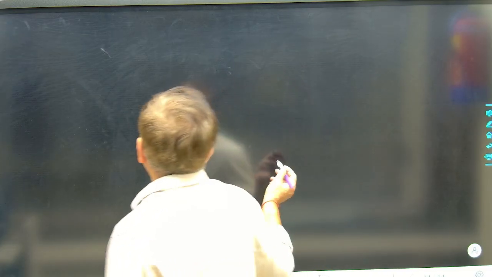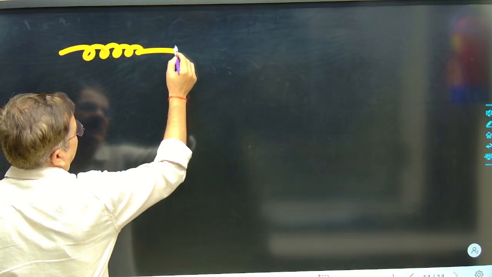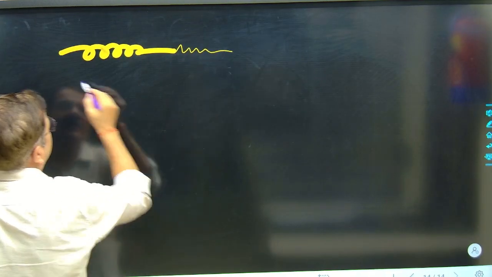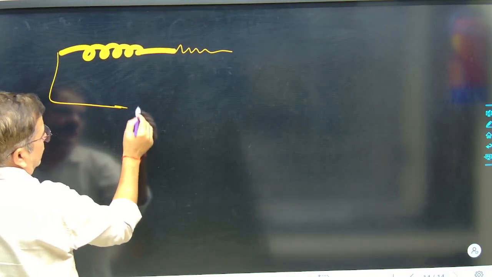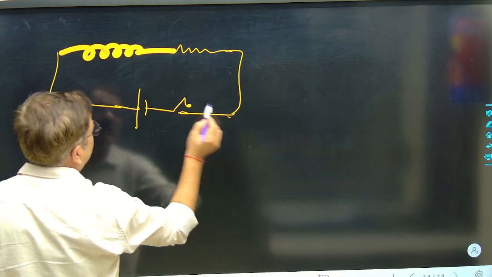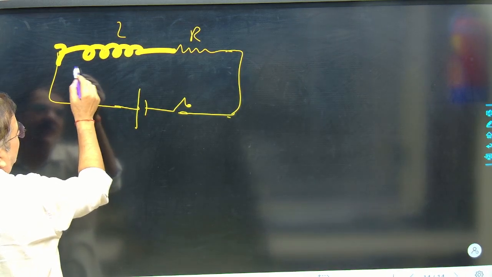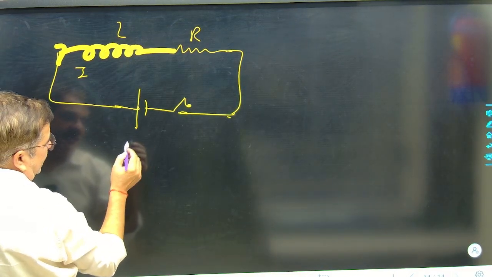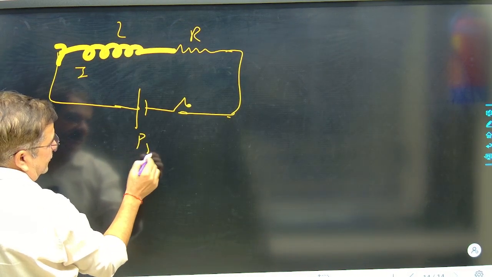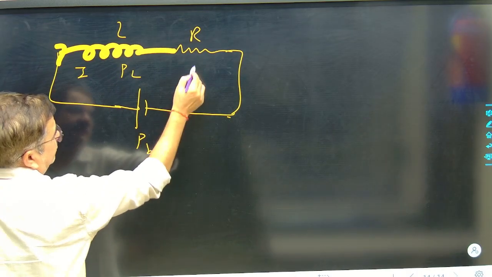Energy and power in the circuit we can also get. Here I have defined this. Also I can say the inductor and the resistor are attached in the circuit. This is a DC battery with a switch here. This is the inductor, this is the resistor, and the current flowing is I. So the power by the battery will be equal to power in the inductor plus power in the resistor.